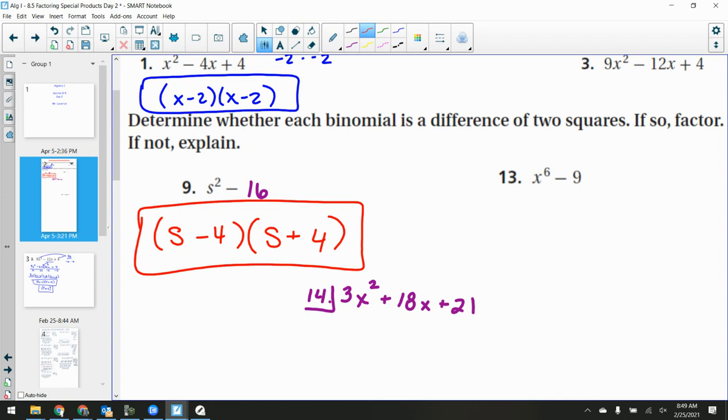So now I check to see if this is a difference of squares. Okay, is there a minus sign? Yeah. Good. First box, checked. Second box, are they all perfect squares? Yes. Even the x to the 6? Yes, because it's divisible by 2. The power is divisible by 2.